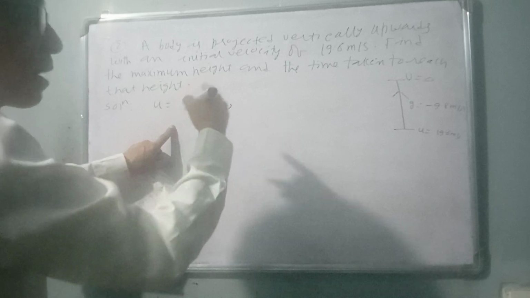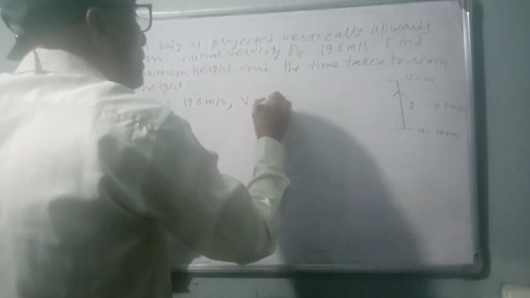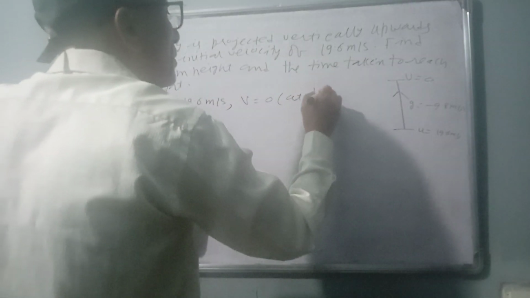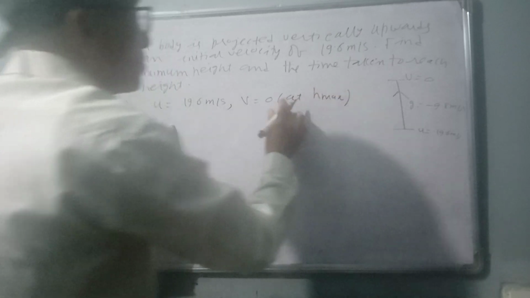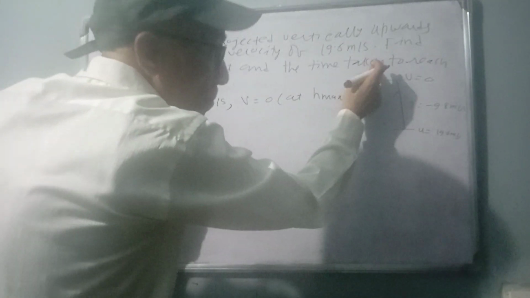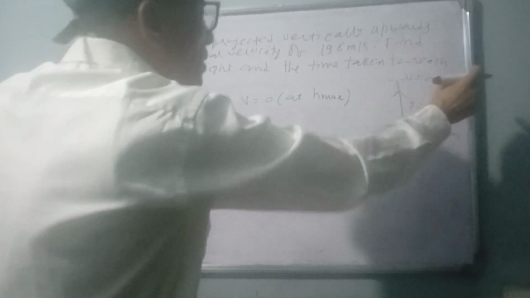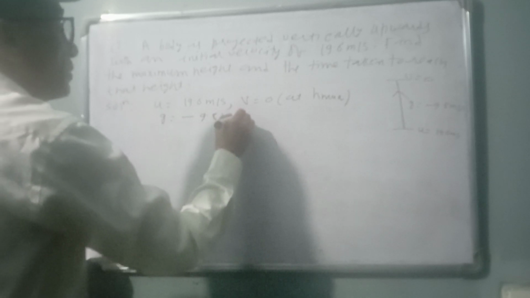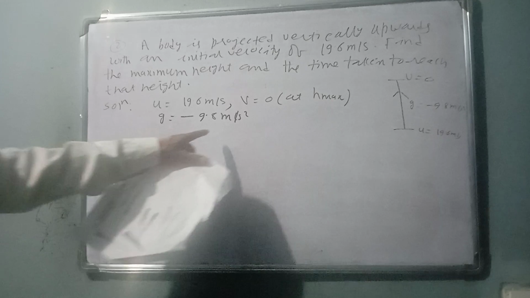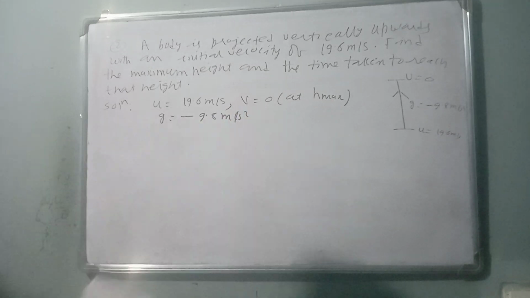Solution: a body is projected vertically upward with an initial velocity u of 19.6 meter per second. Find the maximum height. V equals 0 at maximum height. For maximum height, it goes up and it stops. So V is 0. Since it is upward motion, g is always negative. U is given, g is minus 9.8, and V is 0 at the maximum height.